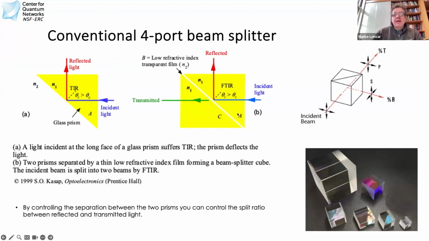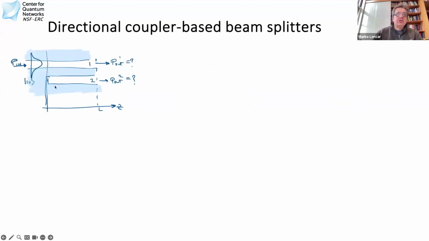And then if I control this separation here, or in the case of the directional coupler, if I control the length of two waveguides interacting, then I can control whether I get 50-50 splitting or 0-100 splitting, and so forth. So how you can think about this intuitively is the following.